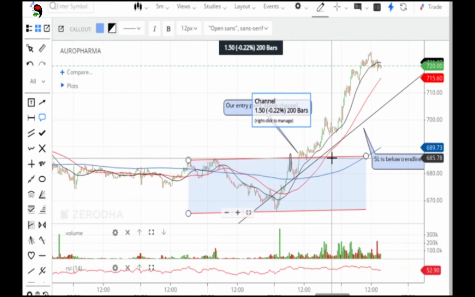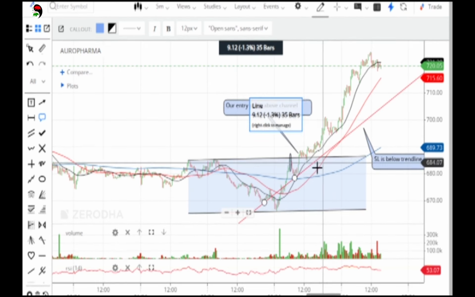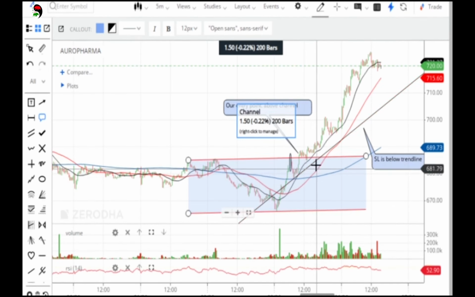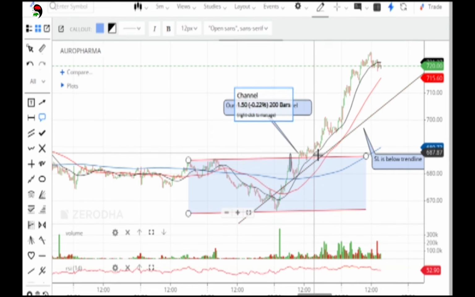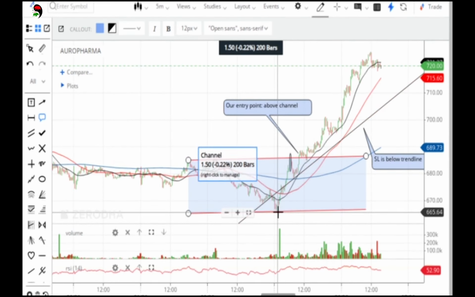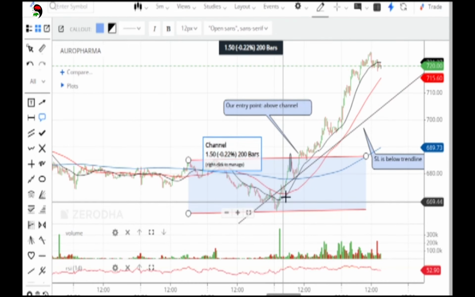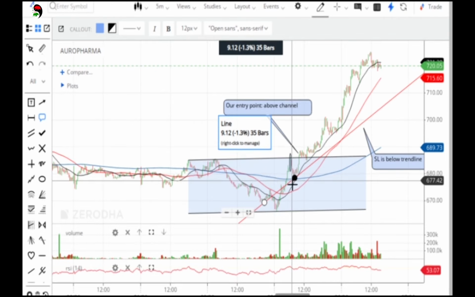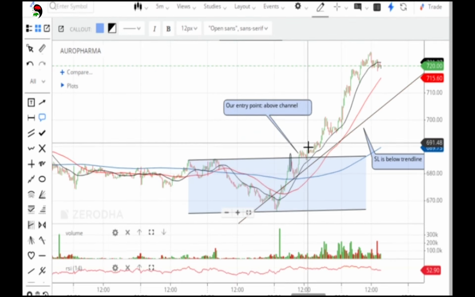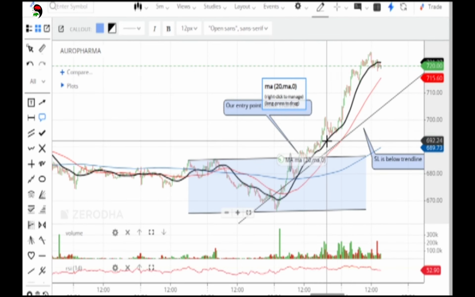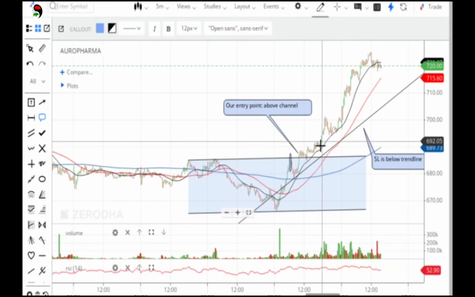Now let us find the target. If it goes without hitting the stop loss, we can trail the stop loss. We can keep the target higher and higher. So first we set 666 as our stop loss, then later we shifted the stop loss to 677, and if it still goes higher, we can set the stop loss at a higher level, or we can trail the stop loss.